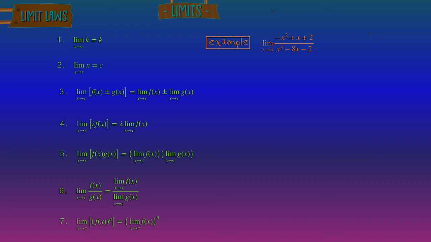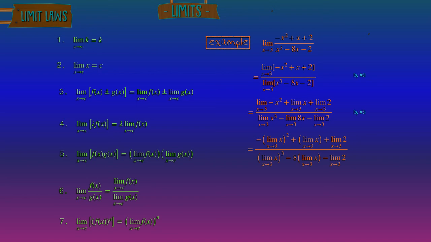So let's say we have this limit. The limit as x approaches 3 of negative x squared plus x plus 2 divided by x cubed minus x minus 2. So first, we can say that we have the limit of the top over the limit of the bottom, and that is by number 6. Next, we can take the limit of each individual term in both the numerator and the denominator, and that is by number 3.